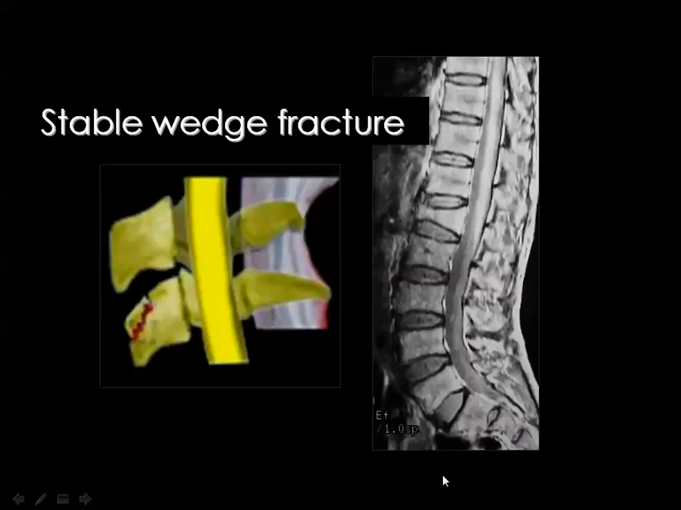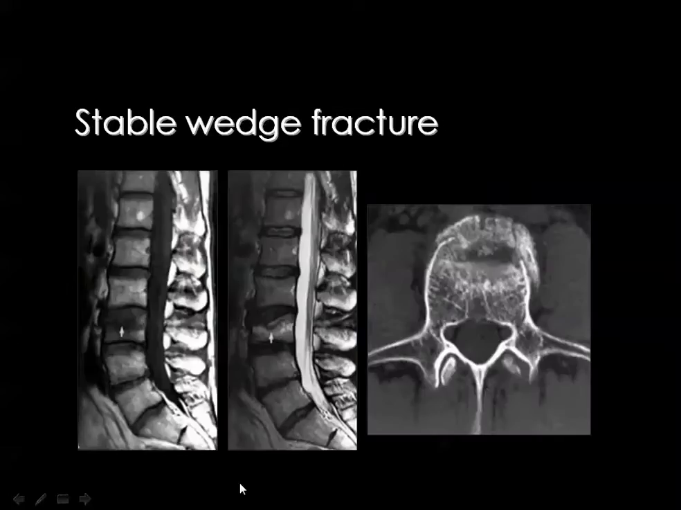Then this is a wedge compression fracture of L1. This is L5, L4, L3, L2, and L1. There is anterior wedging of the vertebral body. The posterior border of the vertebra is intact. There is no encroachment on the spinal canal. In absence of any significant neurological deficits, you can assume that this fracture is stable.